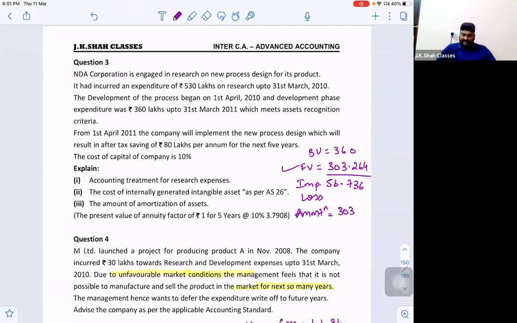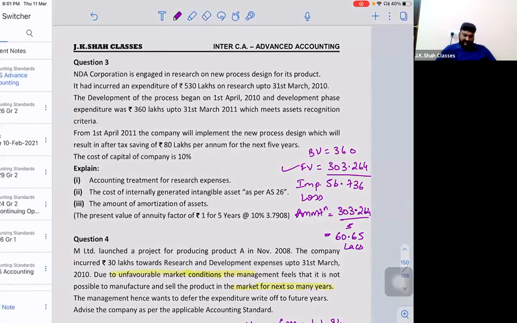So it is 3,03,264 divided by 5 years. So technically, 60.65 lakhs amortization we have to charge for 5 years. It is exactly the same question. Correct? Even the solution is also same, presented in the same manner.